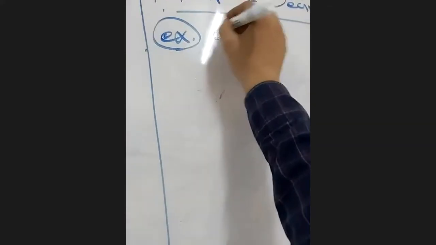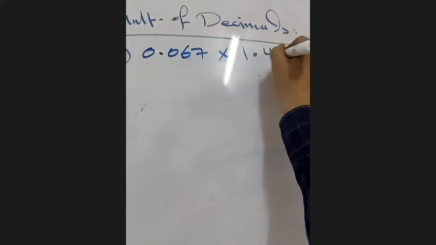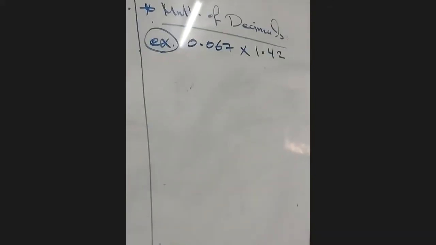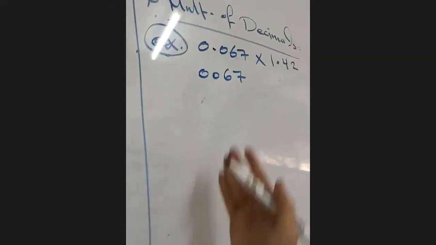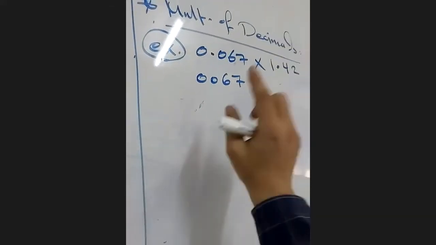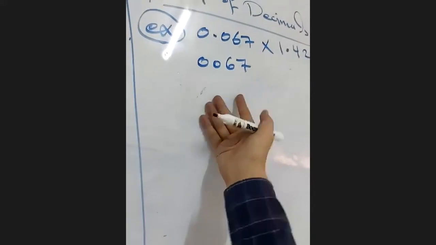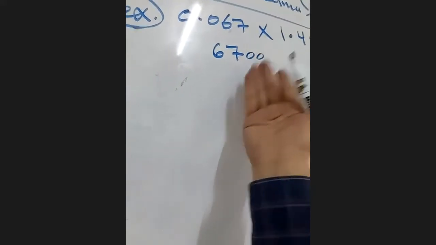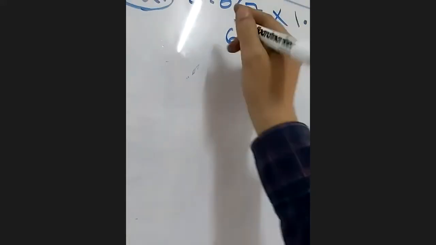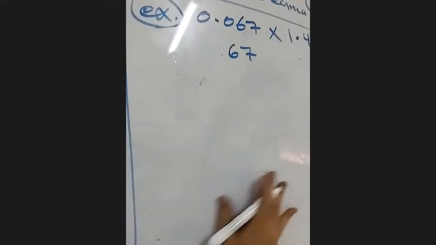Example 4, 0.067 multiply what, Abdul Hamid? 1.42. Now, let's prepare ourselves. This number without decimal is 0067. I remove the decimal only. Now, these two zeros to the left have no value. If you want to read this number, it is 67. But if these zeros were on the other side, they have value. So different. So these zeros here, no need for them. You can erase them. Don't put them in the multiplication process.